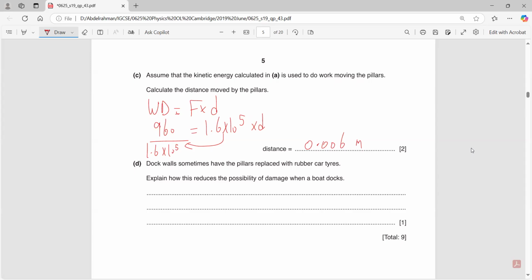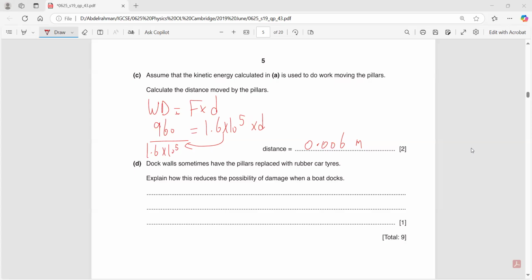Why? When you add these tires, what happens to these tires? They get compressed when the boat hits them. Why do they get compressed? How does this compression help reduce the damage caused to the boat?